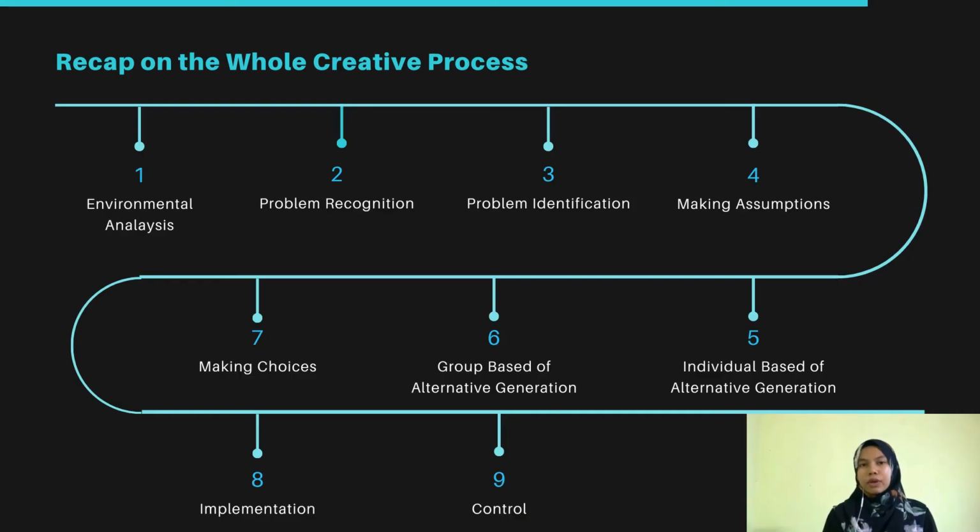So with that, we are finally close to the end of our presentation for the purpose of this book review assessment. Throughout the whole presentation, we have reviewed the content of the book entitled 101 Creative Problem Solving by James Higgins, focusing on each chapter briefly. To recap the whole process of reaching a creative solution, as discussed earlier, the first is environmental analysis. Next, problem recognition, problem identification, making assumptions, individual-based alternative generation, group-based alternative generation, making choices, implementation, and lastly, control.